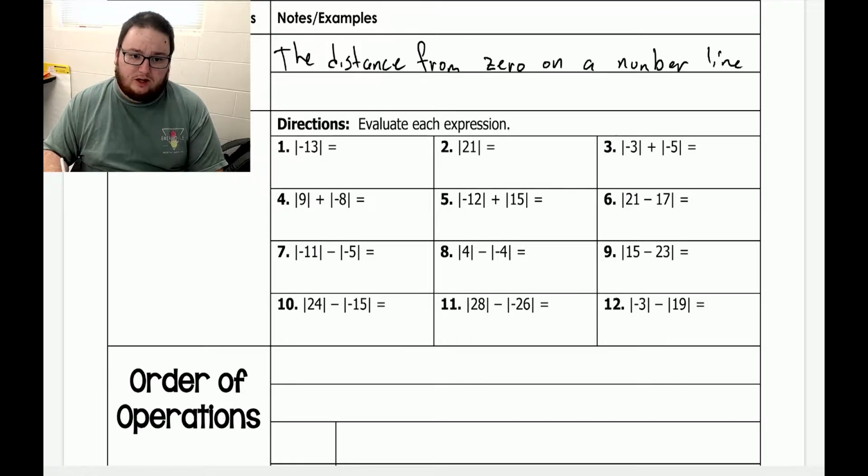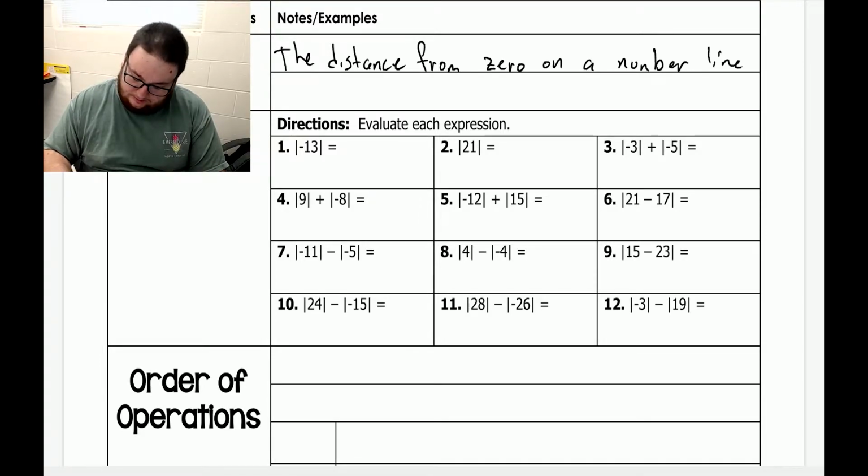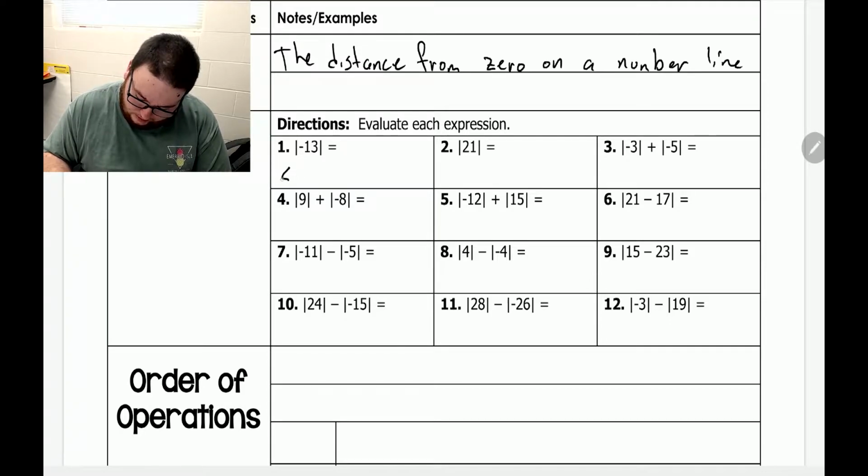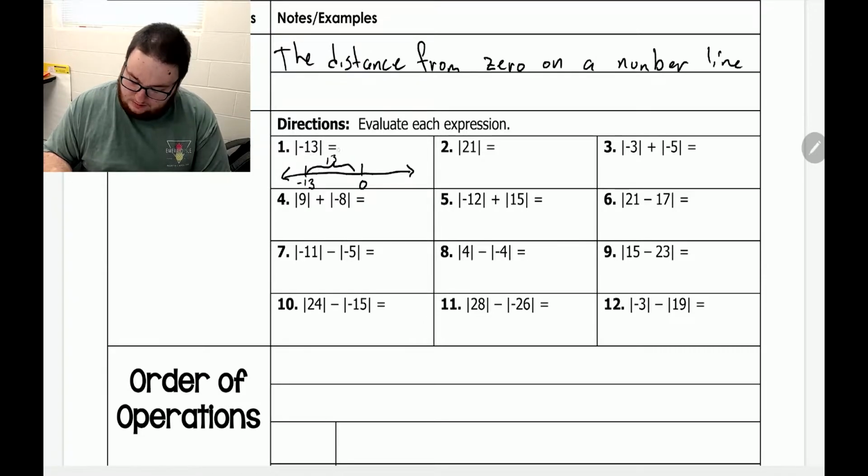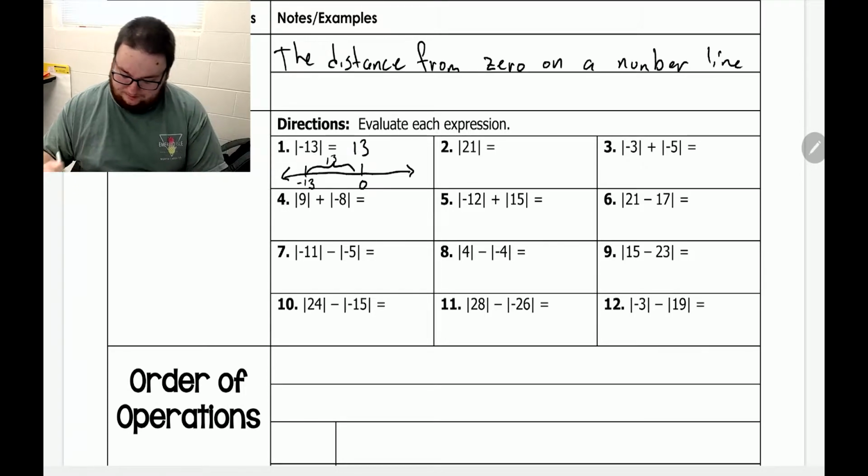So for number 1, we have the absolute value of negative 13. If we consider that the distance from 0 on a number line, we can draw a number line. Here is 0, and then we're going to go to negative 13, and we're looking for the distance here. Since we went 13 places to the left, we can say that the distance is going to be 13. So that means that the absolute value of negative 13 is just going to be a positive 13.